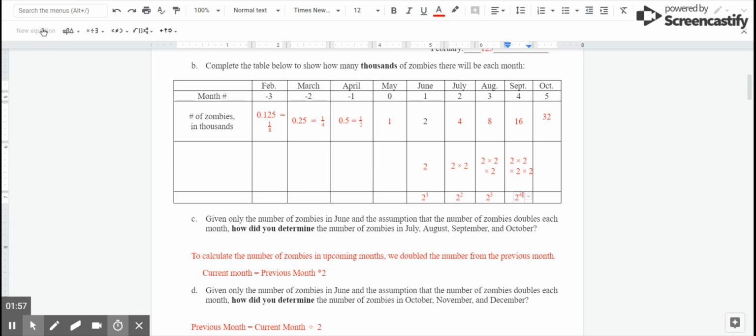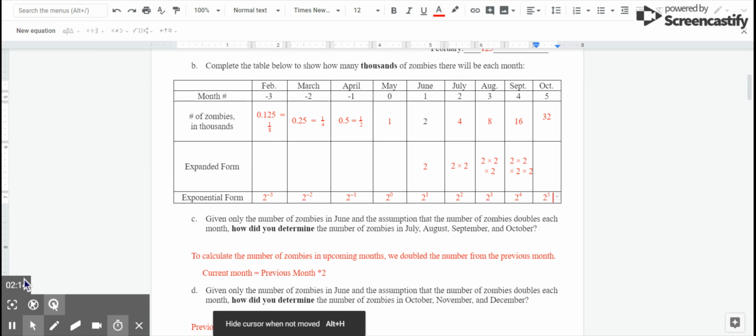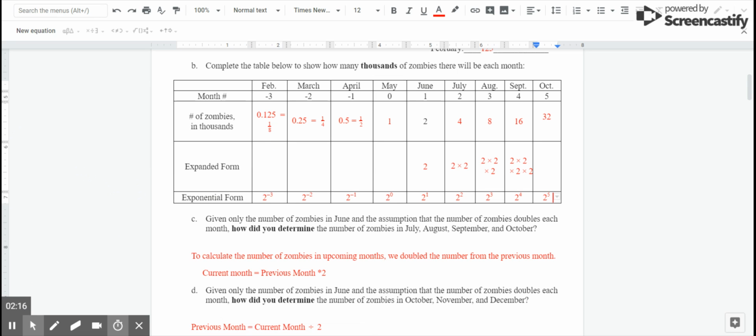So without even mapping out along the lines here of what we did in expanded form, we can write our exponential form for each month. I've filled in the exponential form for each month. If you need to pause and catch up, that's fine. And I know that this part wasn't actually on your assignment, but I think it's easy to look at a table to try to figure this out.